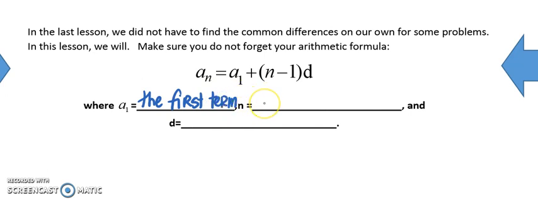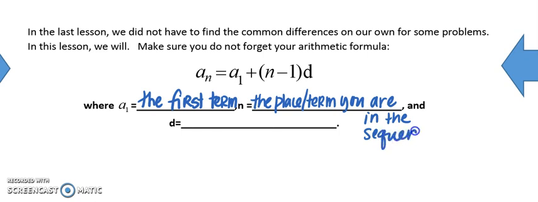And every teacher kind of talks about n differently, but what I tell my students is n is the place or term you are in the sequence. Okay? Every teacher words it differently because this is a very difficult thing to think about. So what am I talking about? If I want the 10th term in the list, 10 is n. If I want the 25th term in the list, 25 is n. It is the place in that list of terms.